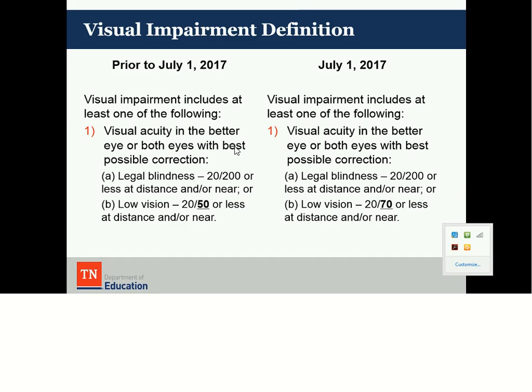So when we're talking about the types of visual impairment that may occur, our current and prior definition lists 3 different types of visual impairment. The first of which is a visual acuity issue that states a visual acuity in the better eye or both eyes with best possible correction are at either legal blindness or low vision. So legal blindness is defined as 20/200. That has not changed. That's consistent with current practices. Low vision was defined differently based on our review of current best practices as well as talking with multiple professionals in the vision community. Low vision is actually defined as 20/70, so that was changed to match what our current understanding of low vision is.